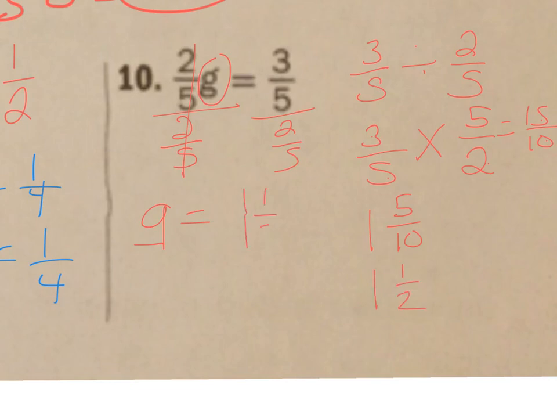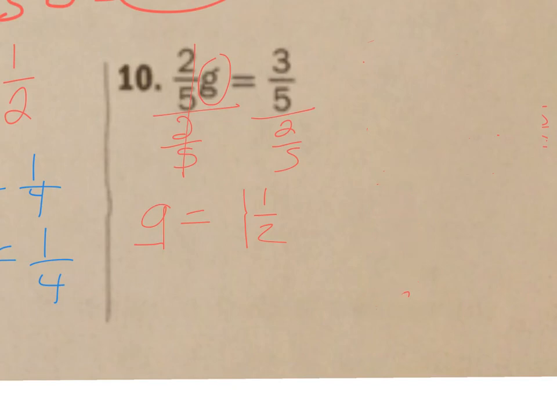So I think that G is 1 1/2. But I'm going to check it because we want to be sure. We want to be totally sure and don't want to make any mistakes. And one good way to make sure we don't is by checking. Okay, so I'm going to put 2/5 times G. And if I think G is 1 1/2, I'm going to make it into an improper fraction. 2 times 1 is 2, plus 1 is 3. 3/2 equals, and we're going to hope that that equals 3/5. That's a question mark right now.